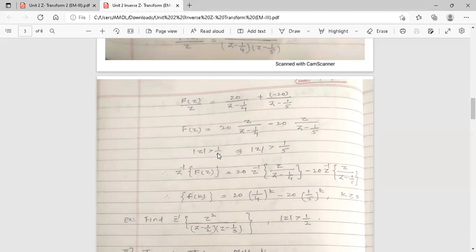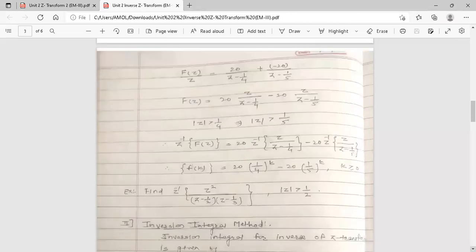Because for both the terms, 1 by 4 and 1 by 5, mod z is greater than 1 by 4 and mod z is greater than 1 by 5. So for both, the condition for k is k greater than or equal to 0. And this is the inverse z transform using the partial fraction method. This is one of the examples, and we tried to solve this example using the partial fraction method. So this topic is over here. This first method, the partial fraction method, is over here to find the inverse z transform. Thank you.